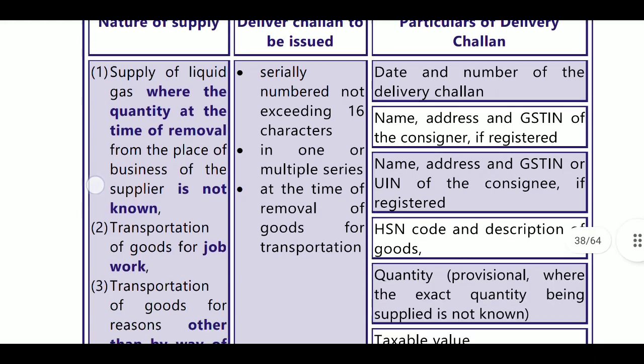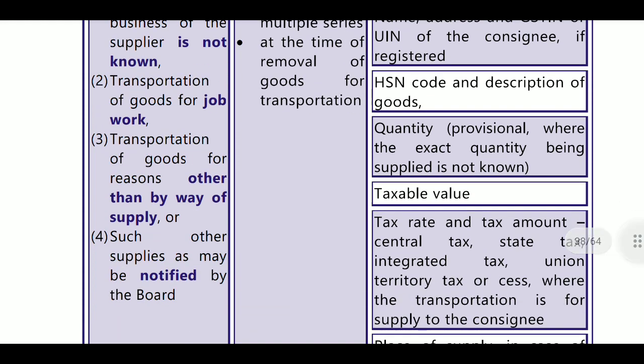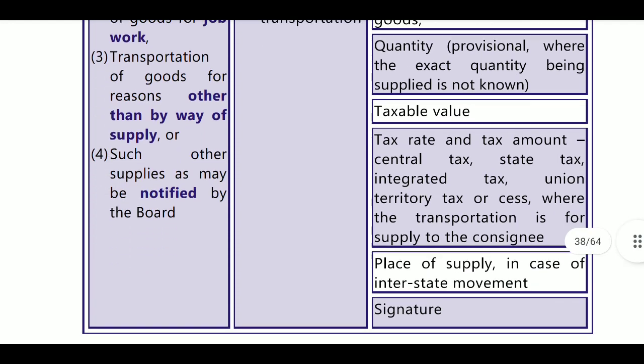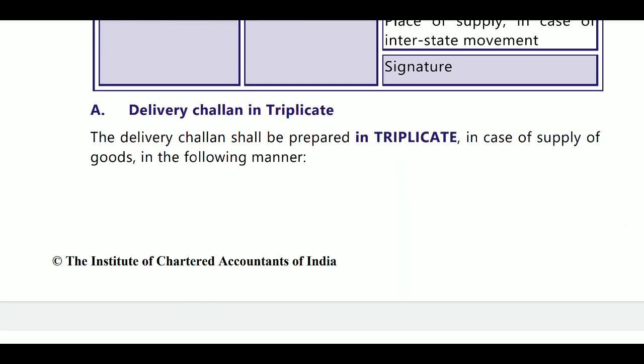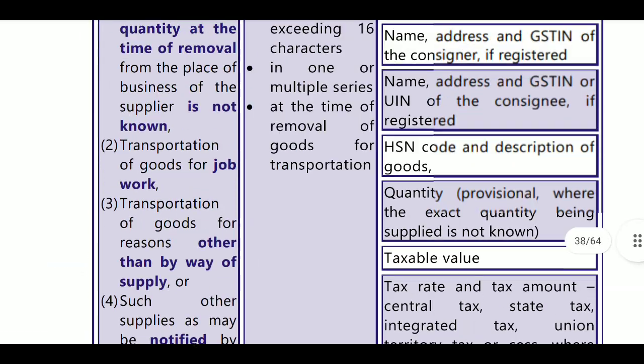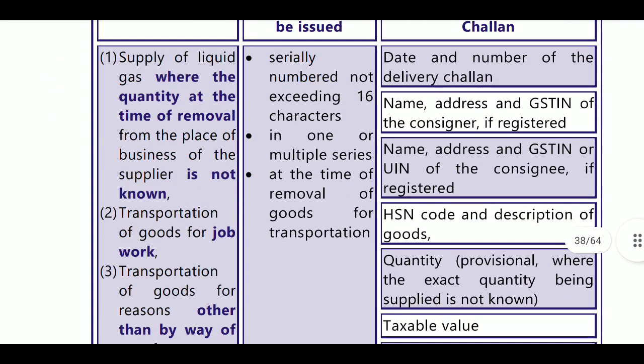What are the particulars? In case of transportation of goods for job work, we are also required to issue the delivery challan. Also, for transportation of goods other than by way of supply, issue the delivery challan. And for such other supplies as may be notified by the board, also issue the delivery challan. This is related to delivery challan. In 4 cases we will issue the delivery challan.